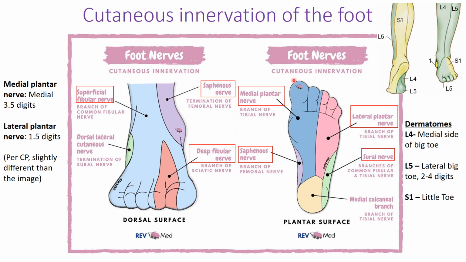So the medial side of the big toe is going to be L4, and L5 is going to be the lateral side of the big toe, and then digits 2, 3, and 4, whereas the little toe is going to be S1. So dermatomal innervation, one more time. Splitting the big toe in half, over here on the medial aspect is L4, then everything up until your little toe is going to be L5, and little toe is S1. So that's the cutaneous innervation to the foot.